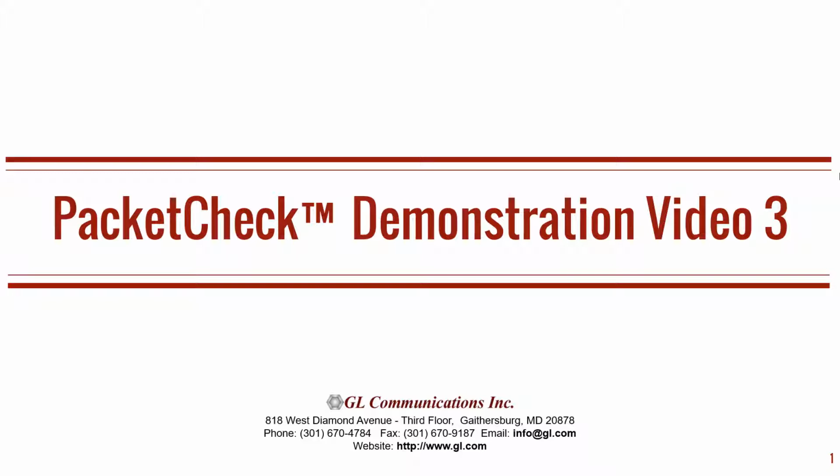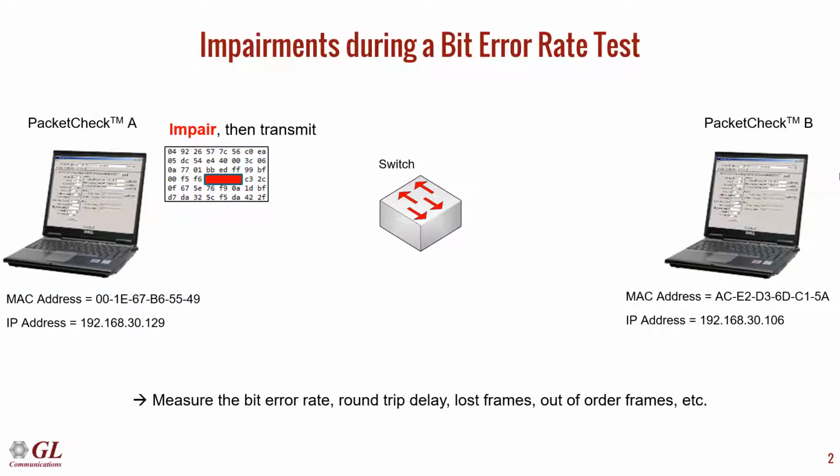This video is a continuation of our PacketCheck series. PacketCheck is our easy-to-use software program for Ethernet and IP testing. We will now demonstrate how to intentionally impair packets prior to transmission. We will demonstrate a bit error rate test using PacketCheck, which is installed on two computers.